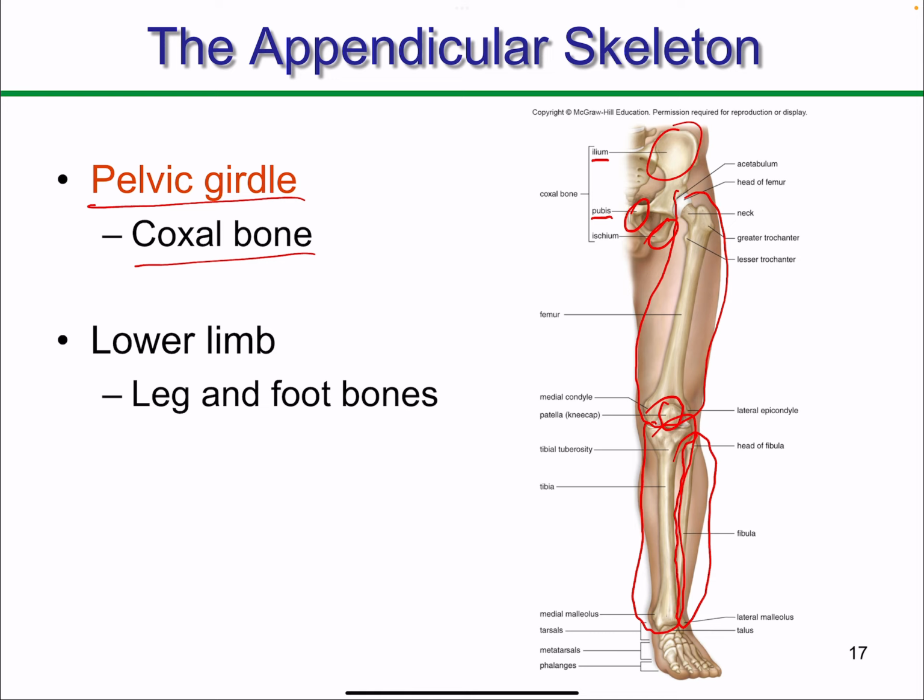Now, making up the ankle area, you are going to have the tarsals. You're going to have the metatarsals, a bunch of bones. Actually, the metatarsals are right here, rather. Sorry. The metatarsals are right here. And then you're going to have the phalanges, the toes.